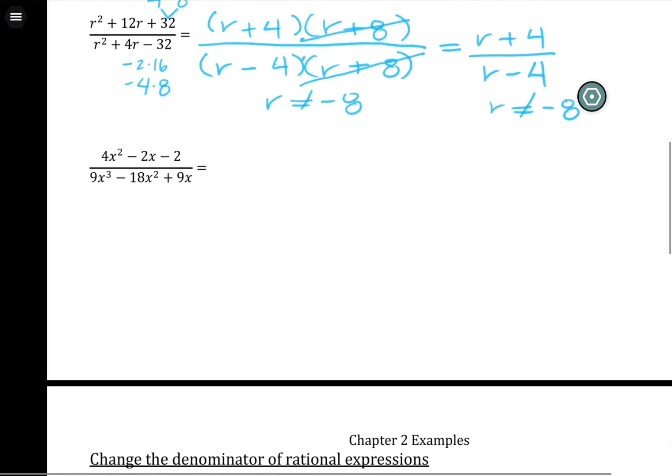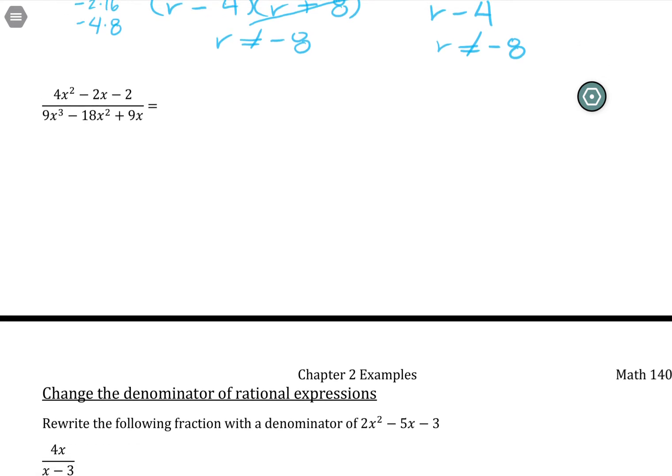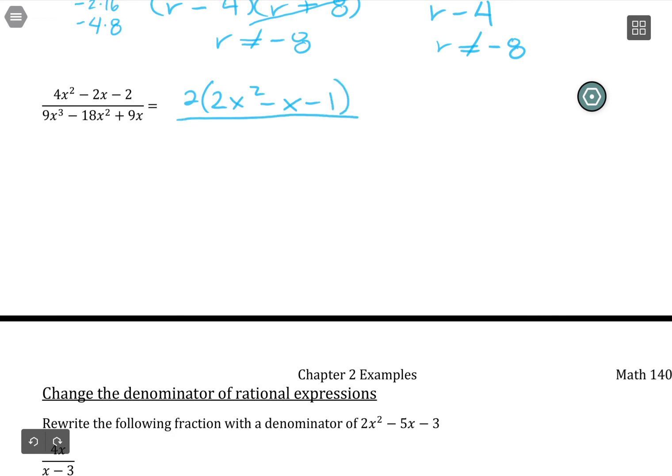Okay, last but not least, I wanted to give you lots of these messy things so you could see the full spectrum. Let's see, I do see common factors in this one. So I'm going to go ahead and factor out a 4 from the top. Nope, I lied to you. I'm going to factor out a 2 from the top: 2 times 2x squared minus x minus 1. And in the bottom, I'm going to factor out a 9x, so I'm left with x squared minus 2x plus 1.